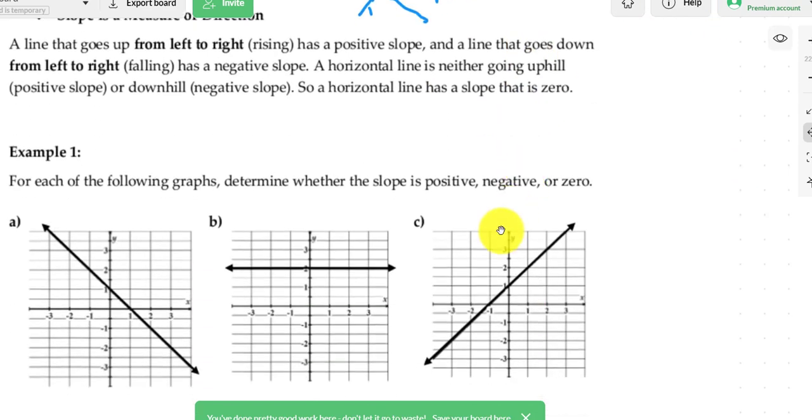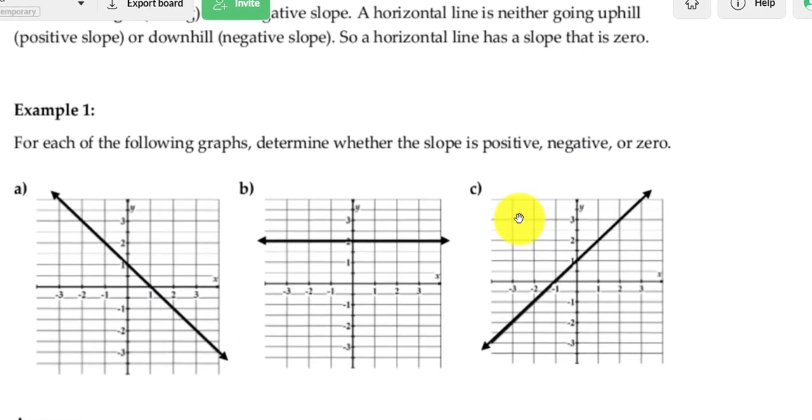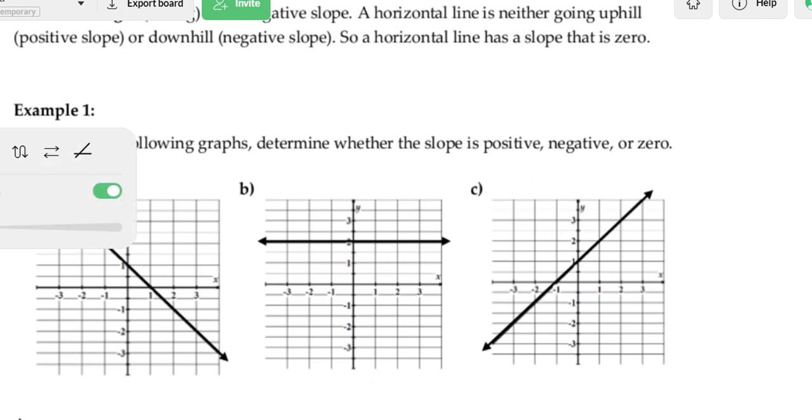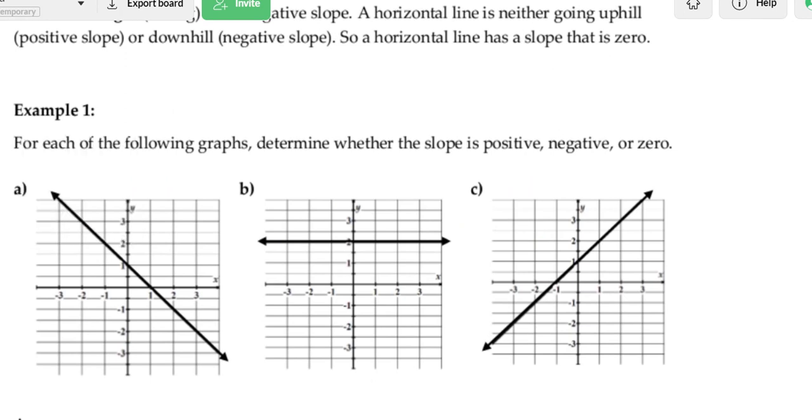So below we're asked to determine whether the slope is positive, negative, or 0. So for this first one, this is negative, because it's going downhill. This is 0 slope, because it's not going up or down. And this would be positive because I'm going up a hill.